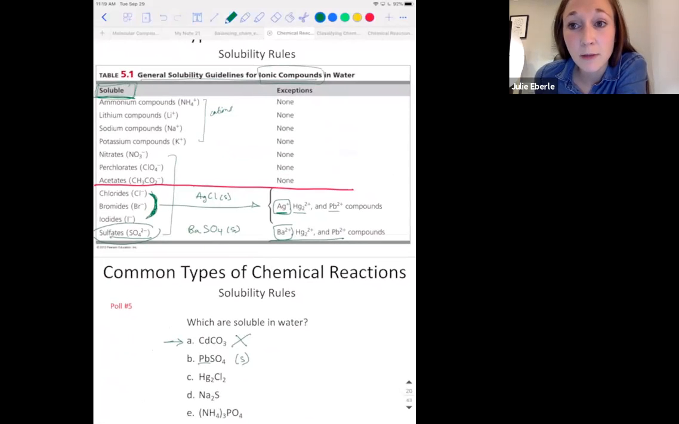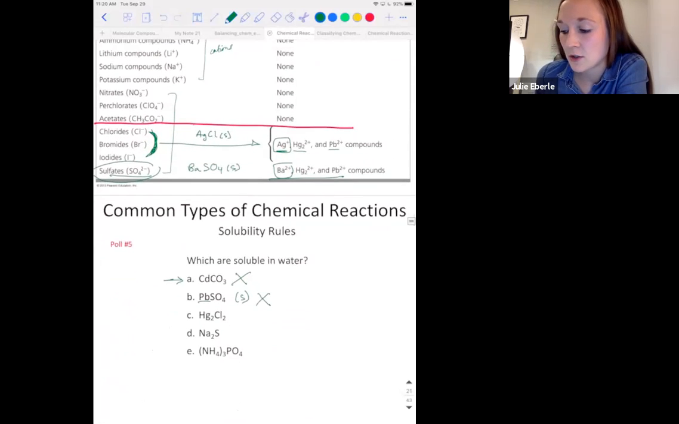Now, 12 people, 40% voted that it would be soluble. Normally, sulfate, if it's in the compound, is soluble, but you have to consider that here the cation is lead, and lead is one of the exceptions. So because it's that particular exception, that is going to form a precipitate. So this one is also not soluble in water.